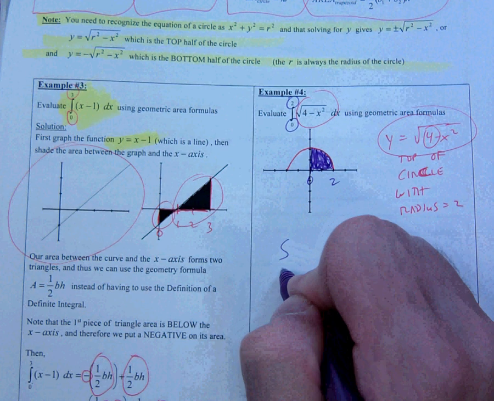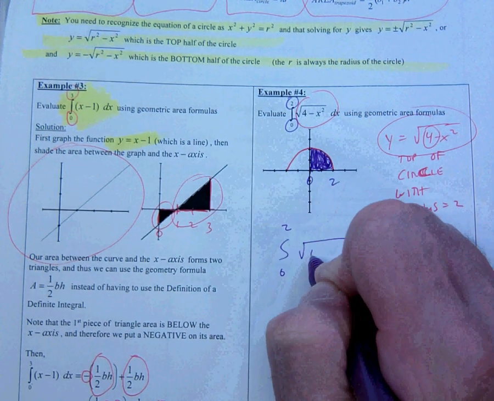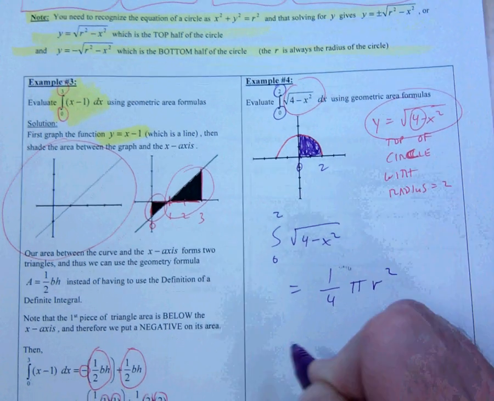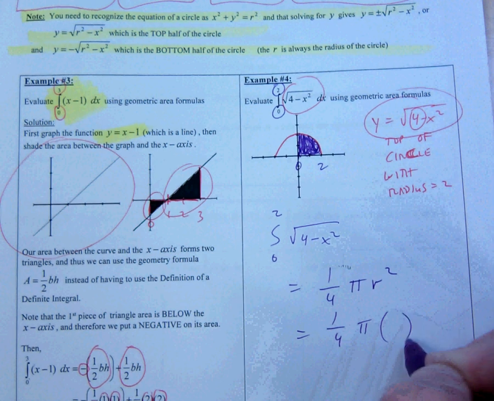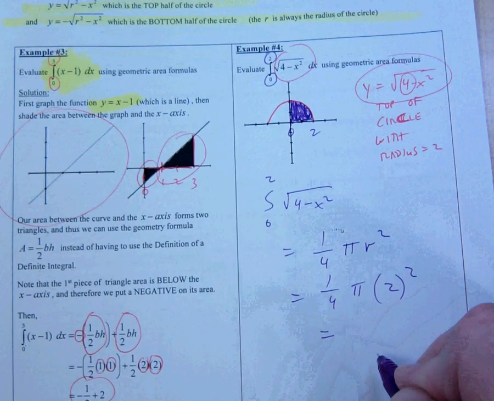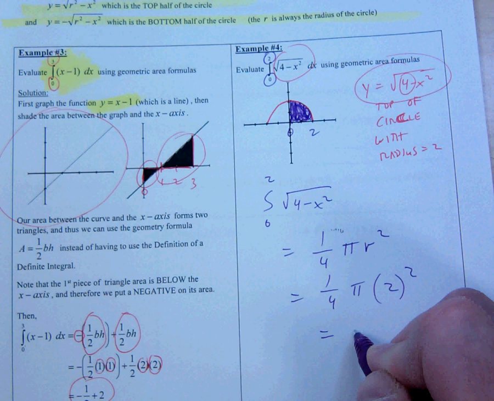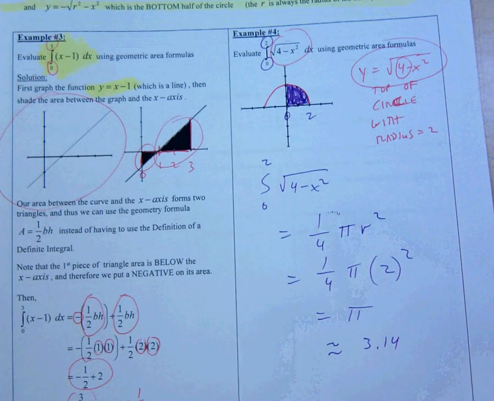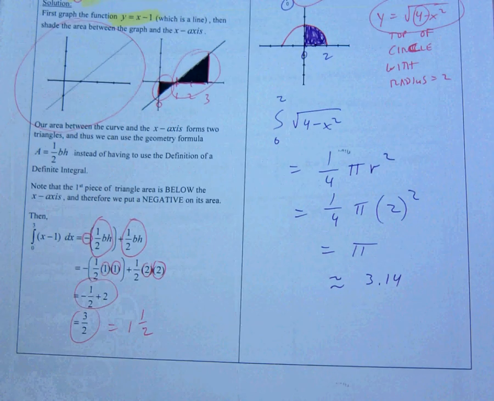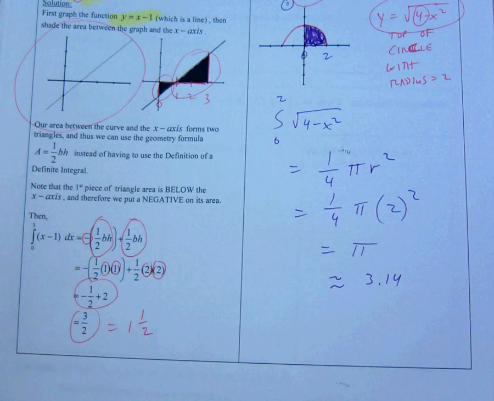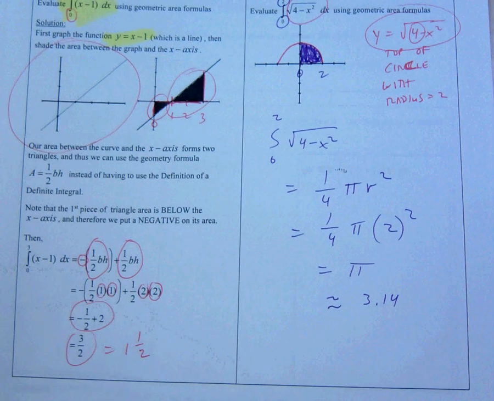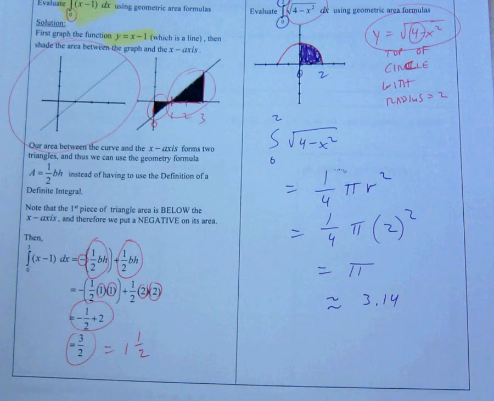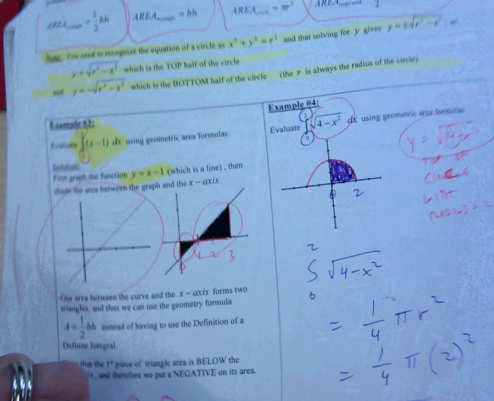So to evaluate that definite integral, I'm simply going to take 1/4 pi r squared, right? Where the radius is what? 2. And so what do you get there? Pi? You get about 3.14 or so. Easy, isn't it? Yes? Okay. So it's only when you don't get a nice geometric shape that you got to go through all that limit of the summation stuff. Is that clear?